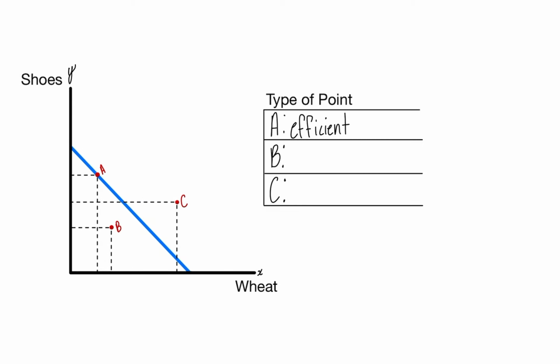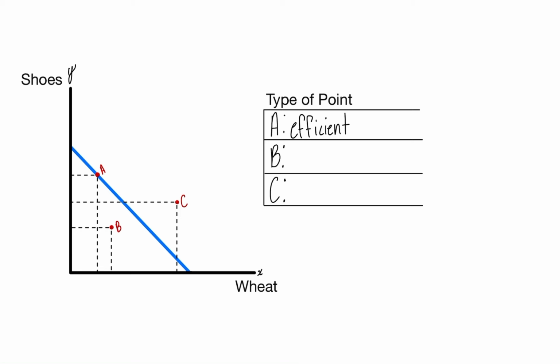Now, if we look at point B, it is inside the PPF curve or to the left of it. This means that you are still able to produce at these points inside the PPF curve, but you are not using the max amount of resources possible. You can either increase shoes, you can increase your production of wheat, or both. So this means you can go any direction inside the PPF curve.